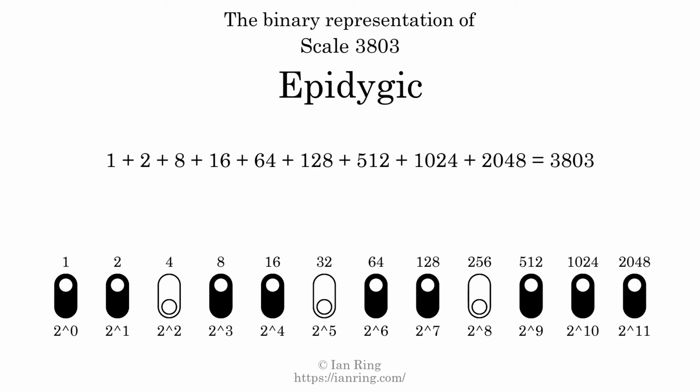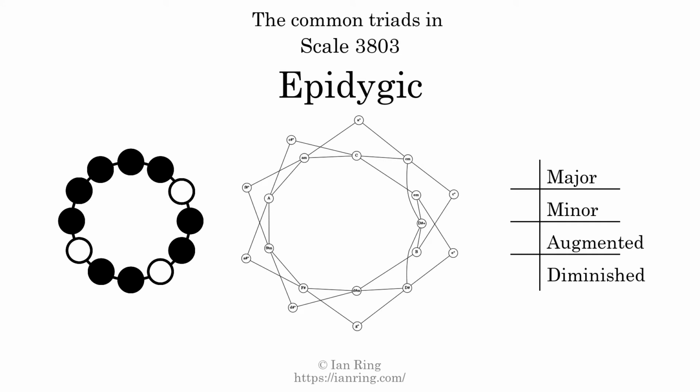The scale number not only enumerates the scale with a unique index, but it also literally describes the tonal content of the scale. Represented as a binary number in base 2, the scale number is 1110110110. Here are the common triads present in this scale.